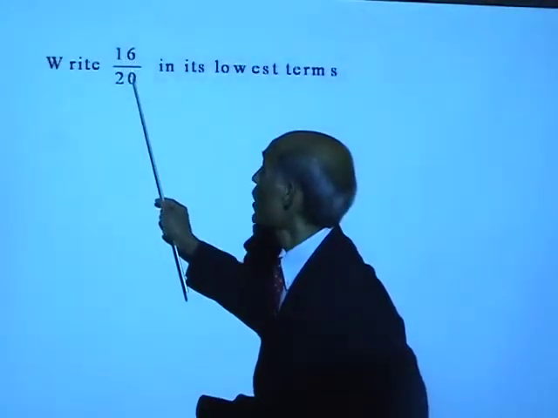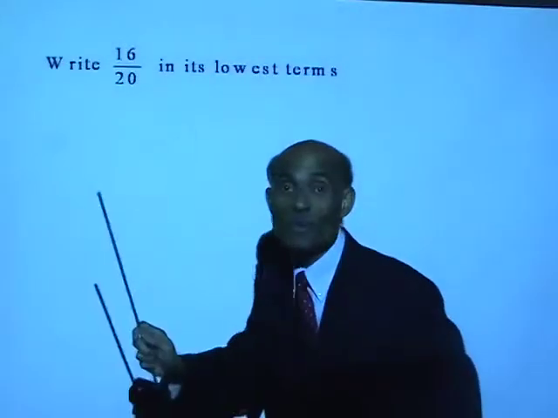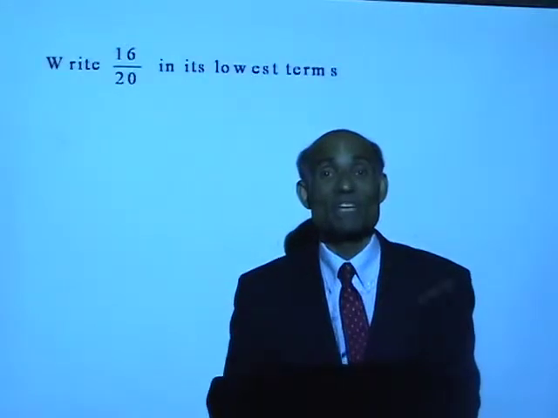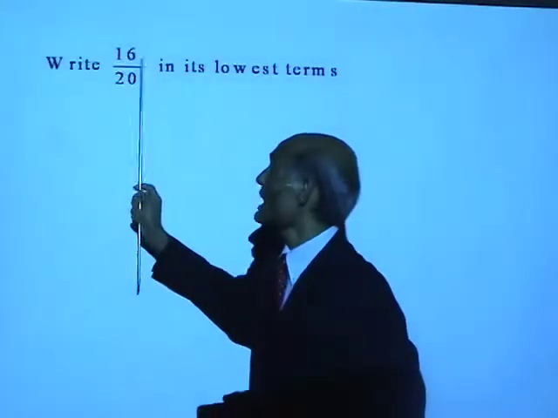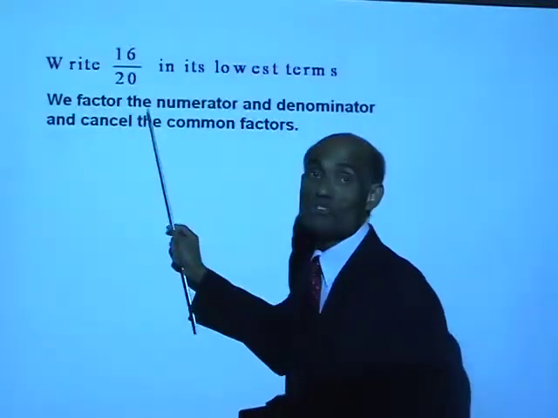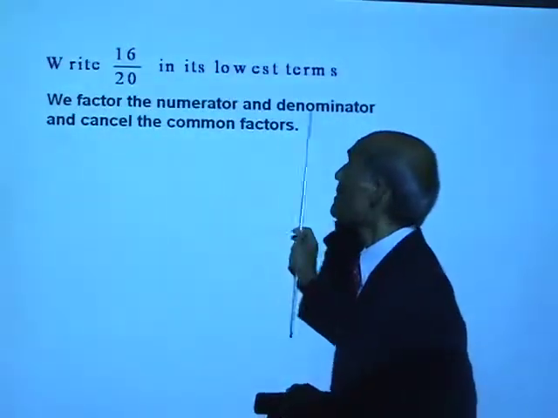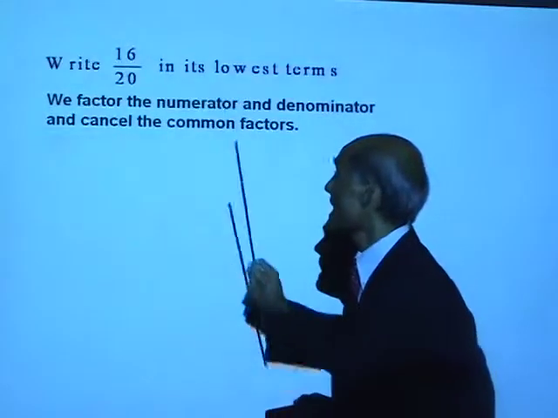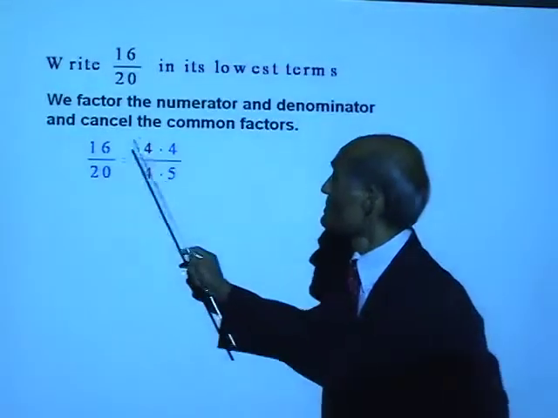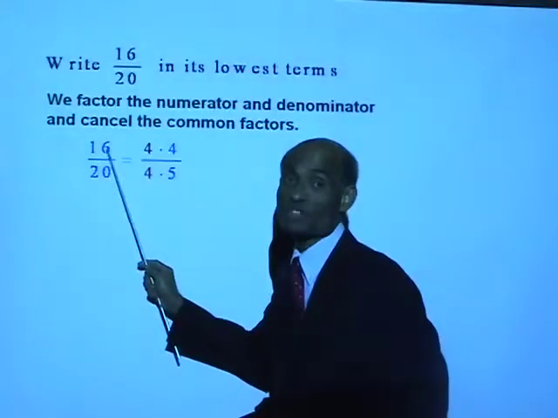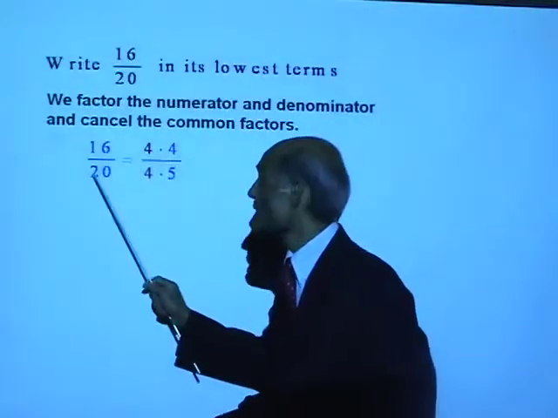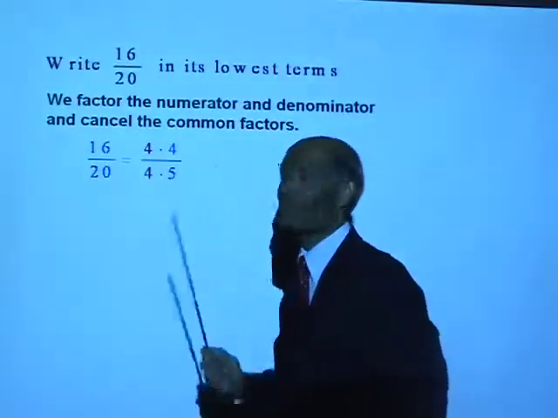Write 16 over 20 in its lowest terms. What is the method we practiced in the last lesson? To write a fraction like this in the lowest terms, what do we do? We factor the numerator and denominator and then cancel the common factors. Alright, 16. Look at the way I'm going to write 16. 16 is 4 times 4. 20 is 4 times 5.